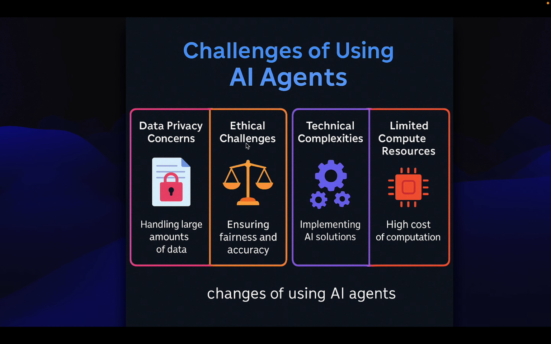The second challenge is ethical. How do we ensure fairness, that the AI is not biased, and that its decisions are accurate or explainable? These are open questions in AI governance. They require us to constantly review how agents are trained and evaluated.